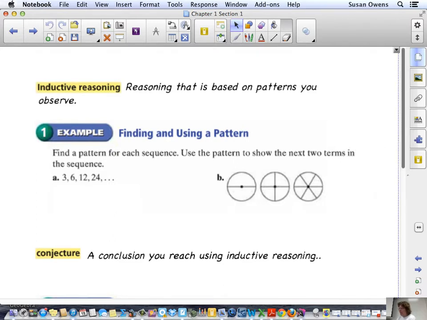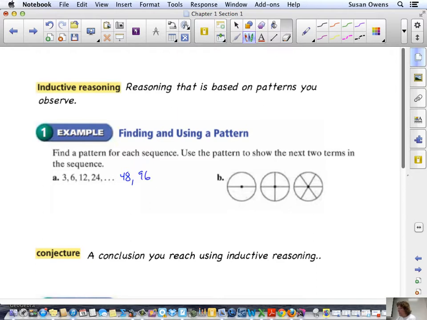So we have a couple examples. Take a look at the pattern. Use a pattern to show the next two terms in the sequence. So the first one we're multiplying by 2. So for this one, the next one's going to be 48 and then 96.